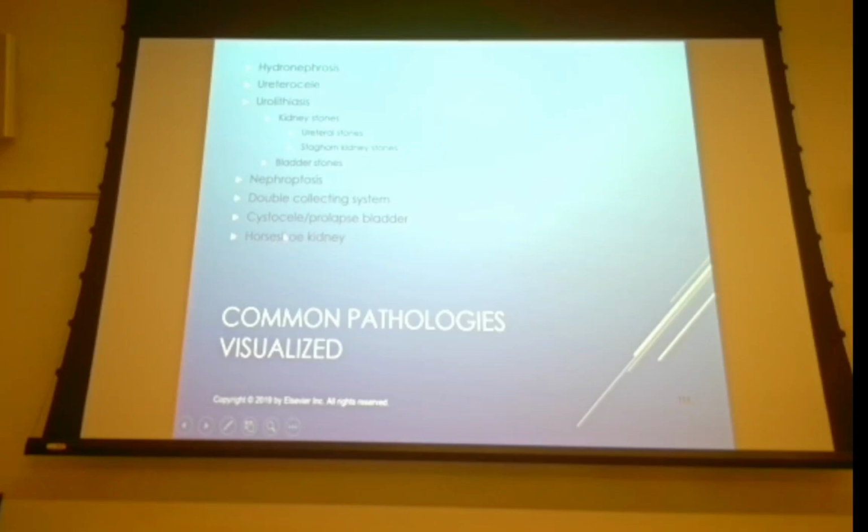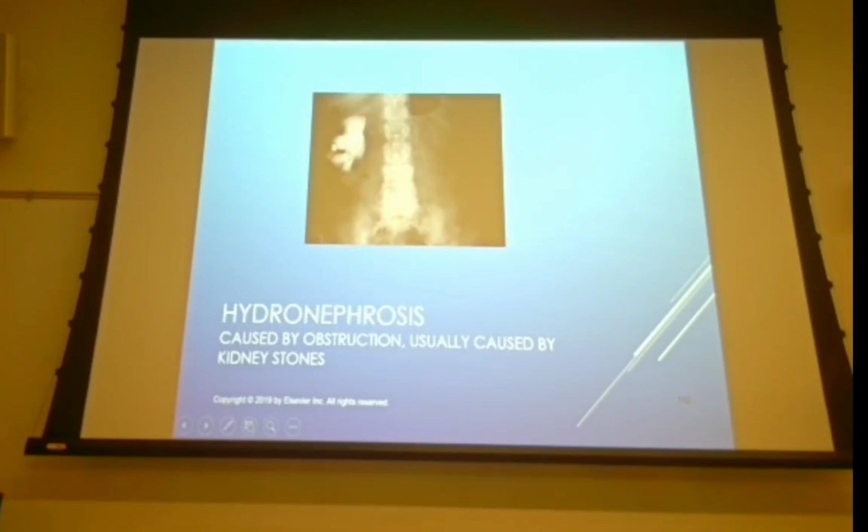And because of the horseshoe kidney being fused at an odd angle and the way the ureters come off of them, those patients are more prone to having kidney stones, even the staghorn kidney stones. So there's some pretty nasty hydronephrosis.